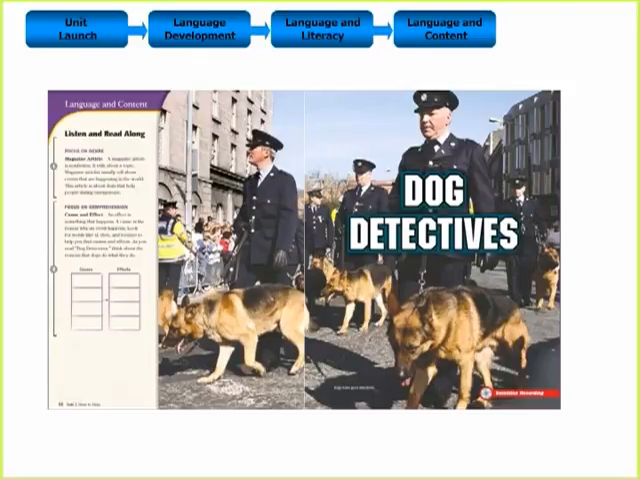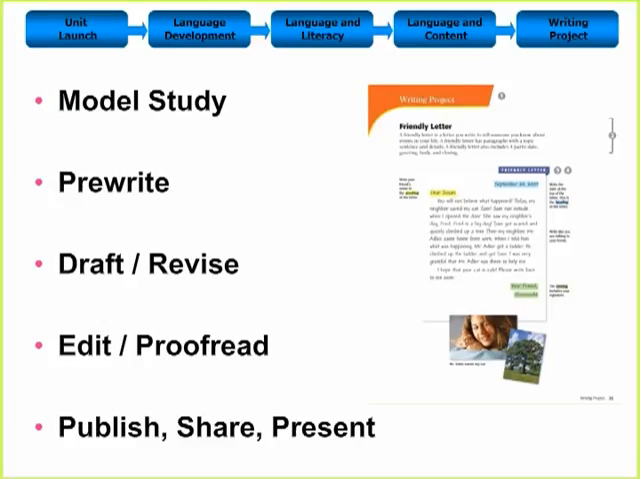When it's time to move on to the language and content selection, students will again focus on the same reading comprehension skill they've been working with in this unit. Now we've reached the final strand in the unit, the writing project. Each writing project follows the same instructional path, beginning with a model study and working through all stages of the writing process.